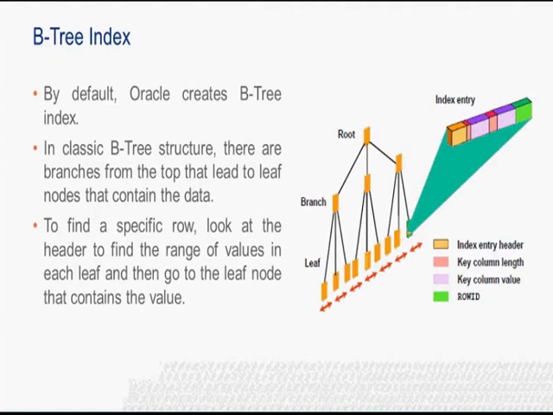Format of index leaf entries. An index entry is made up of the following components. An entry header which stores information such as number of columns and locking information. Key column length-value pairs which define the size of the column in the key followed by the value for that column. Row ID of a row which contains the key value.